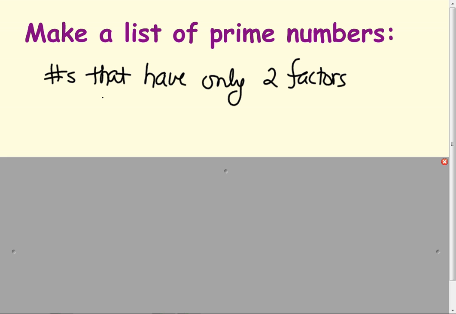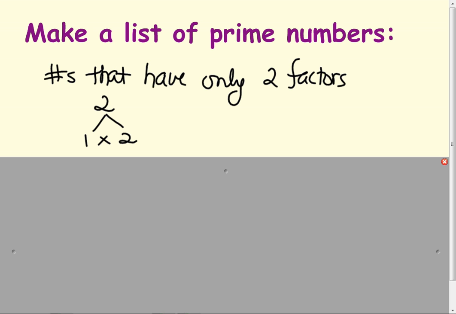So like 2. What are the 2 factors of 2? 1 and 2. Well, they will all be odd. Yes, except for 2. 2 is not odd. But are all odd numbers prime numbers? No. Okay, Joe, what's the next prime number?